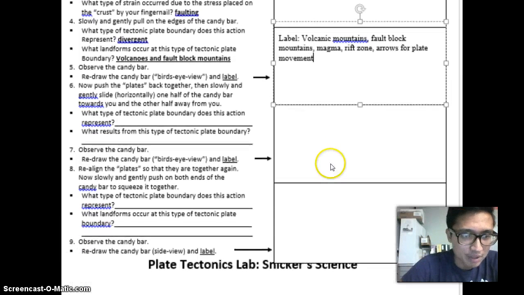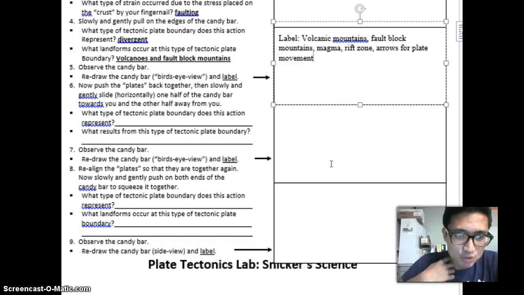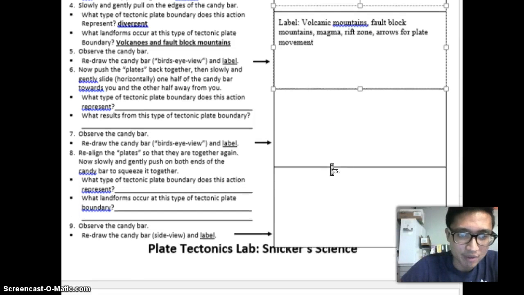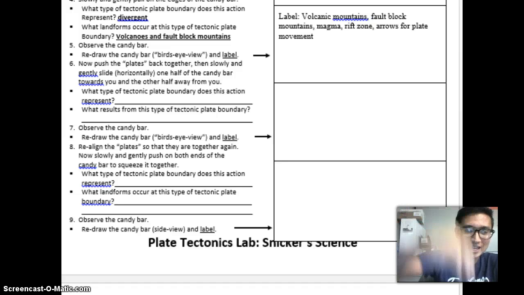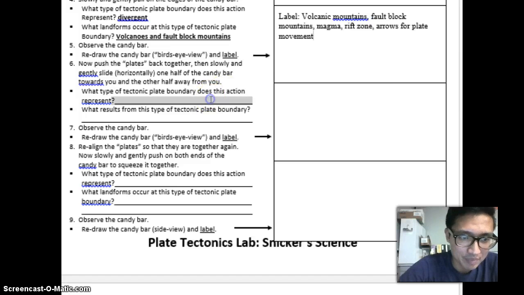Alright, number 5, we're going to observe the candy bar, and we're going to redraw it and label it from a bird's eye view. That's pretty easy. Now, bird's eye view, Lionel was picking on another student. He was saying don't draw a bird's eye, like literally a bird's eye, but bird's eye view means that if you're looking at it from above, okay?